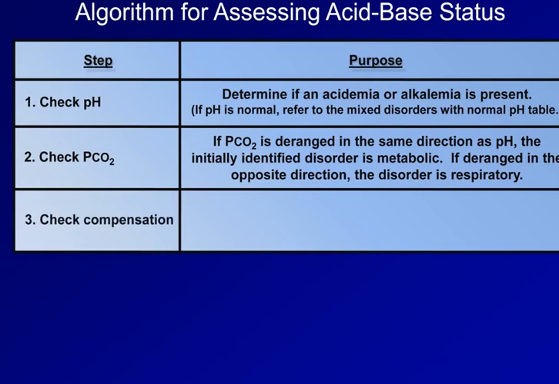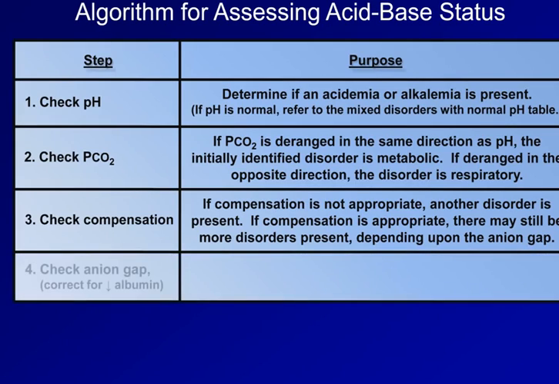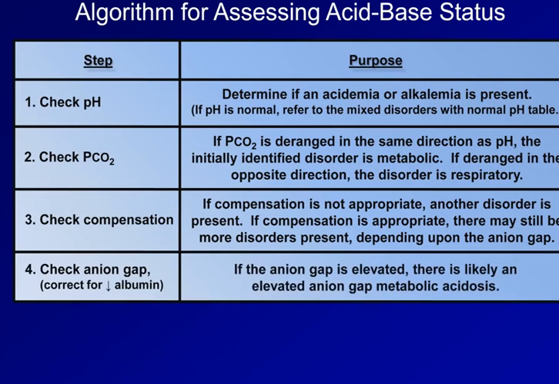Step 3. Check compensation. If compensation is not appropriate, another disorder is present. If compensation is appropriate, there may still be more disorders present depending upon the anion gap and delta ratio. Step 4. Always check the anion gap, remembering to correct for low albumin. If the anion gap is elevated, there is likely an elevated anion gap metabolic acidosis.